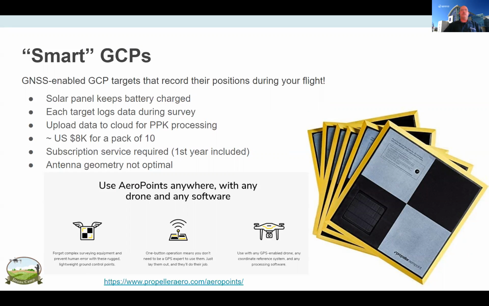They come in packs of 10. They are about a ½ meter on a side, square tiles that look like your average ground control point. But these have built into them an L1, L2 GPS receiver that's capable of logging data that will be able to be post-processed, kinematic processed.